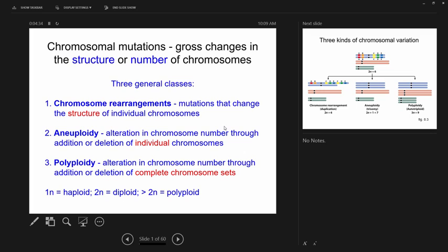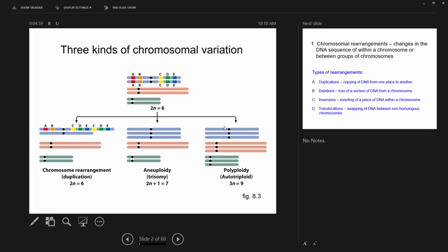Because we're humans and we're diploid, and most other animals are diploid, we're going to use this as the standard. So N is haploid. I just put the 1 there for ease of understanding. 2N is diploid, and anything above 2N, so triploid, tetraploid, hexaploid, octoploid, etc., those are all going to be polyploid. All right, so this will be a general introduction, and then we're going to get into the chromosome rearrangements today.